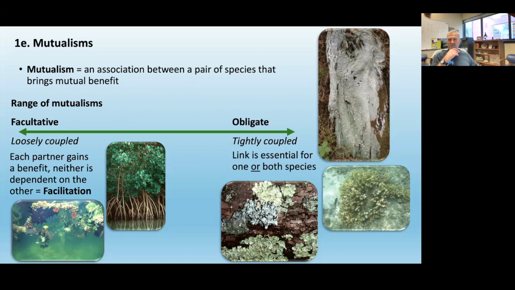With facultative relationships, generally the partners both benefit from the relationship, but neither is strictly dependent on the other. So those species can actually do just fine on their own, but they benefit, they facilitate the activities of the other species, right? So there's an advantage to being together. As compared to an obligate, where you have this tight coupling that exists, where one or both of the species needs the other in order to be able to survive. In other words, it can't survive on its own.